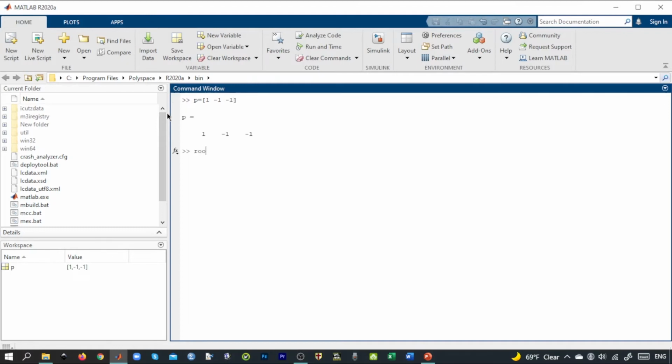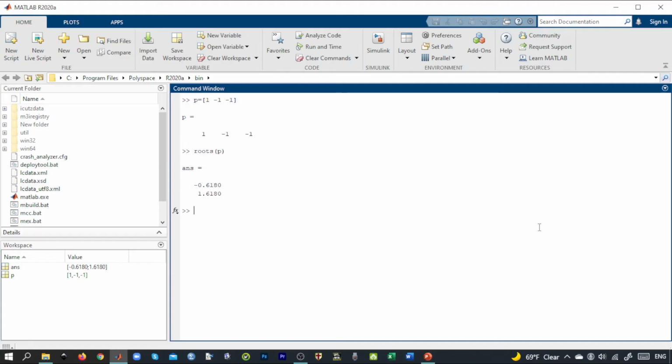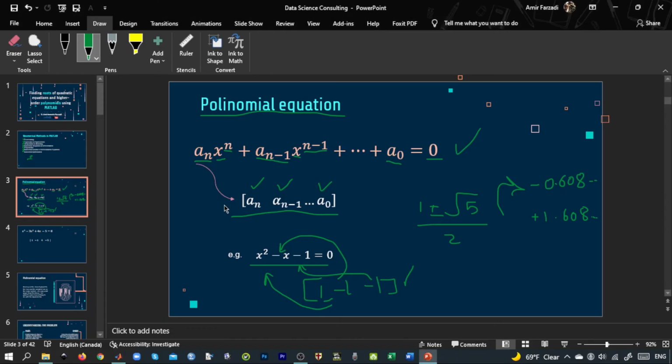And the roots of this polynomial, roots(p), are these. If we solve this equation using the quadratic formula, the formula gives us the solution 1 plus or minus the square root of 5, divided by 2. With the minus sign we get the approximate solution of minus 0.608 and so on, and for the plus sign we get 1.608 and so on. So these are the solutions of this polynomial equation, and MATLAB gave us exactly the same set of solutions.